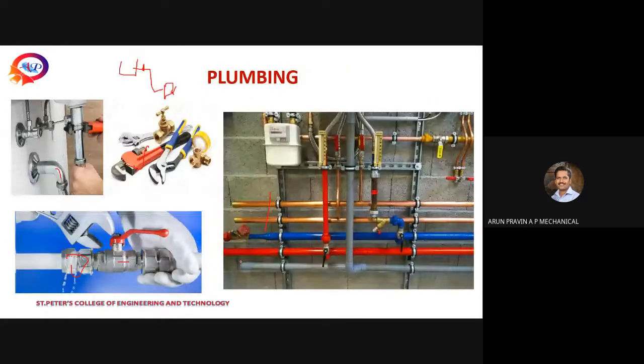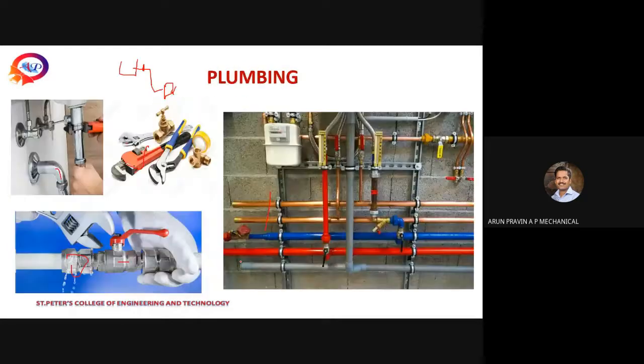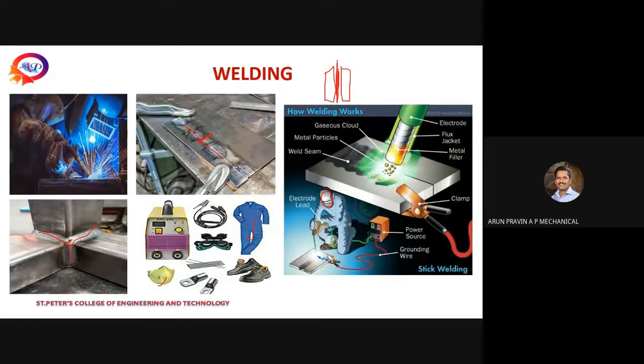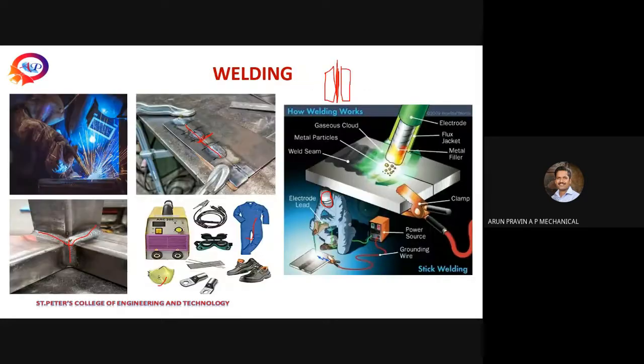For carpentry in total we have maybe four exercises. In plumbing maybe two or three exercises. Welding also two or three exercises. We will just practice controlling the material, just joints. We don't make any tables and chairs. You should make T joints or L joints, nothing like that. And for pipes we don't go for connections for buildings.